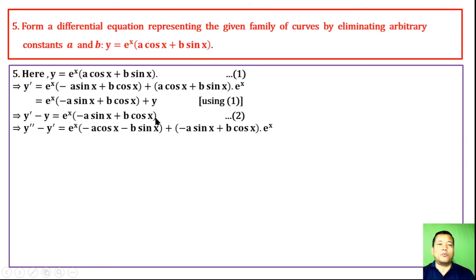Differentiating equation 2 on both sides with respect to x, we get y double dash minus y dash, and apply the product rule on the right side. The derivative of e to the power x is e to the power x itself. Taking out the minus, the remaining expression equals this. Using equation 1 and equation 2, we get y dash minus y. Transferring, we get the required differential equation.